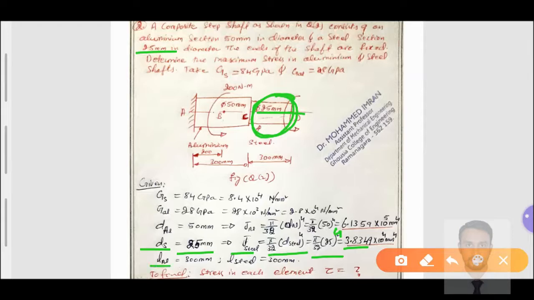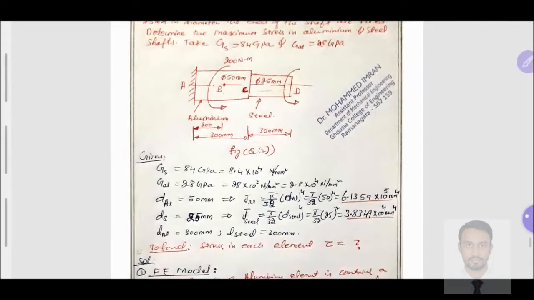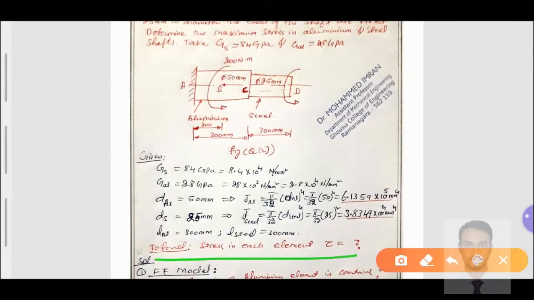Then the length of the elements: the total length of the aluminium element is 300 mm and the steel element is 300 mm. Now we have to find the stress induced in each element. Tau is equal to question mark. Now it is very important: all the data we have taken, and what we need to find out, we got the idea.